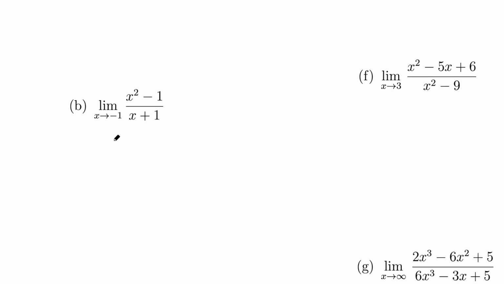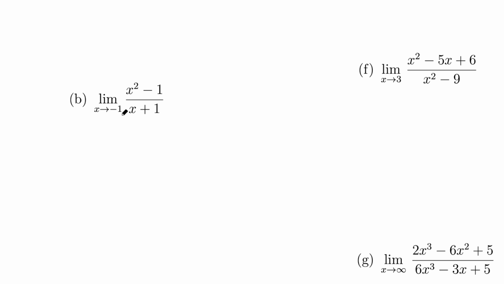Okay. Part B, same thing, plug in negative 1. Negative 1 squared is positive 1, minus 1. Negative 1 squared, so a negative squared will be positive. So this is 0 on the top. Negative 1 plus 1 is also 0.